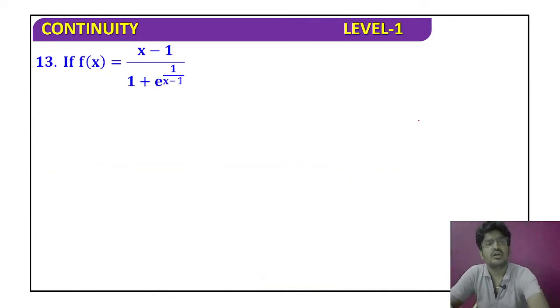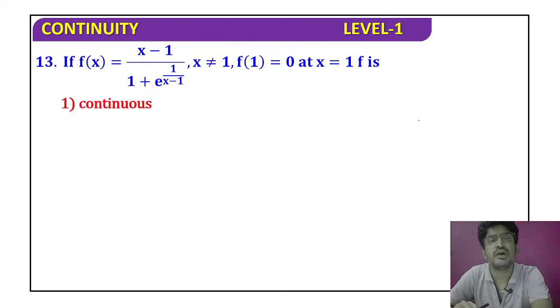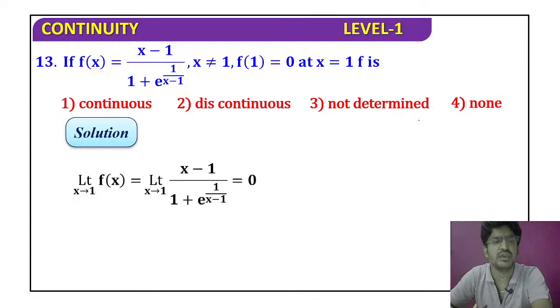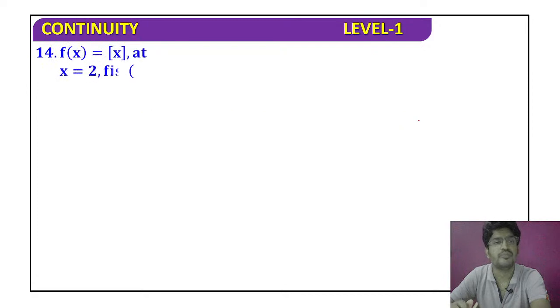So quickly we can go for problem number 13, and it is very simple. You just see, and the answer will be equal to 0. Therefore, it is continuous, the same as we have solved previously. You can just see that it is very simple. So therefore, the answer is going to be continuous. So quickly I will go for the 14th problem.